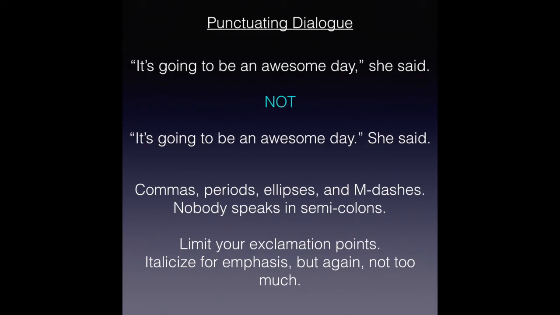Also, when you're writing in dialogue, use commas, periods, or ellipses, and M dashes. Those are the longer dashes to signify a pause in the dialogue. Inside those quotation marks, I really recommend not using semicolons. Think about the way people speak. They stop, they start, they have long pauses. They don't really talk in semicolons.